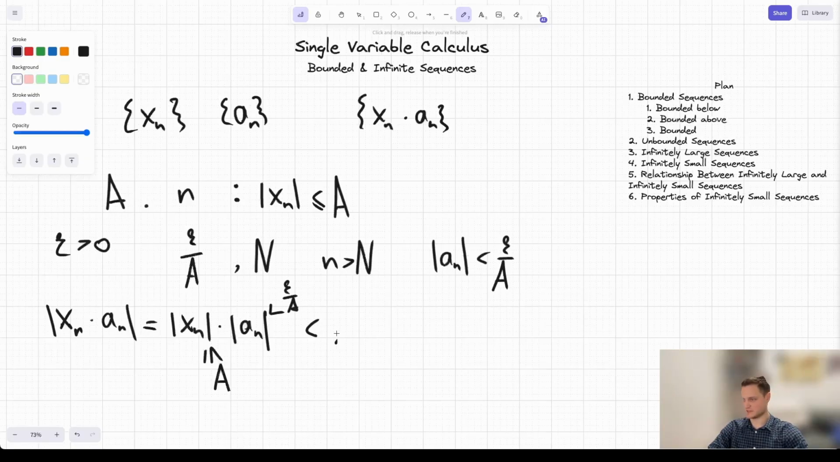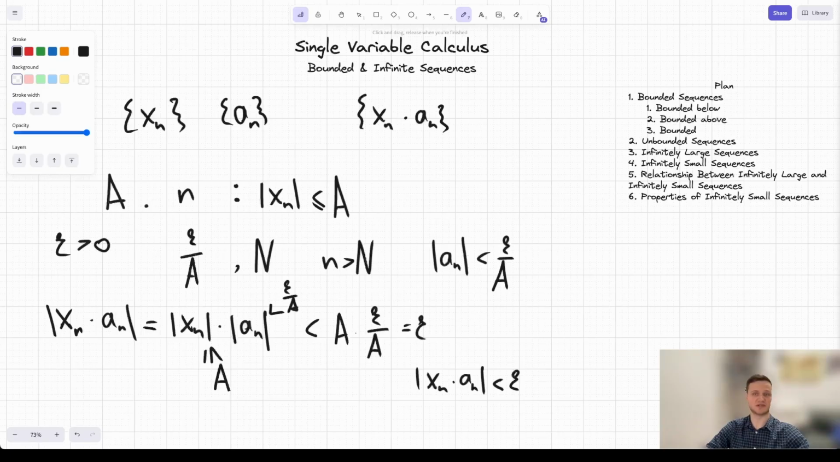Therefore, we can rewrite this into a multiplied by epsilon divided by a, which is equal to epsilon. Thus, for any positive number epsilon, we have found such n large that for every n after this n large, the absolute value of a product is less than epsilon, which is the definition of an infinitely small sequence. A direct consequence of this is that the product of a constant and an infinitely small sequence is also an infinitely small sequence.